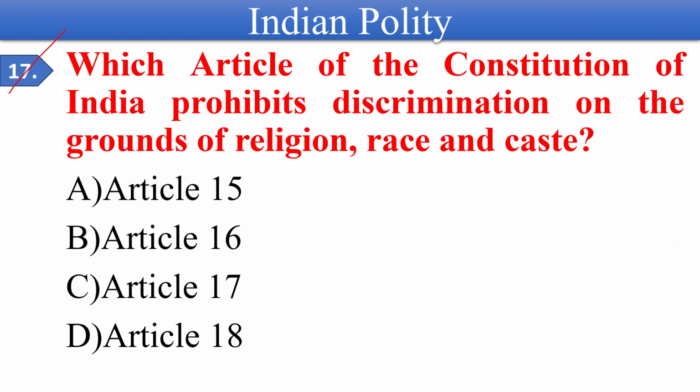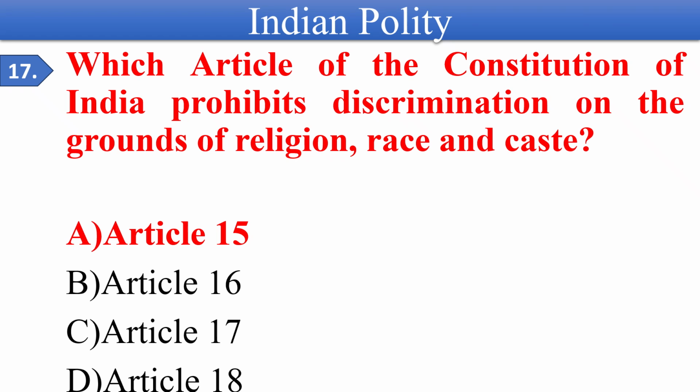17th question. Which article of the Constitution of India prohibits discrimination on the grounds of religion, race, and caste? Option A, Article 15. Option B, Article 16. Option C, Article 17. Option D, Article 18. And the answer is option A. Article 15 is the correct answer.